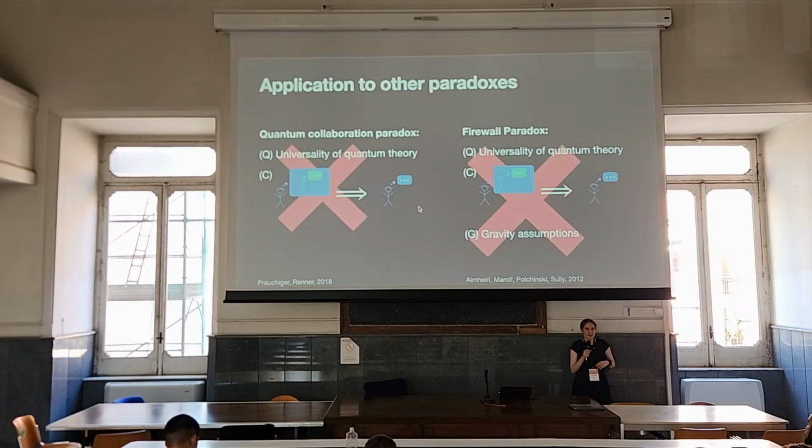So yes, in the Wigner's friend paradox, these gravity assumptions are not relevant because you don't put in gravity. They're just to say these two assumptions are already incompatible on their own. You don't need that.